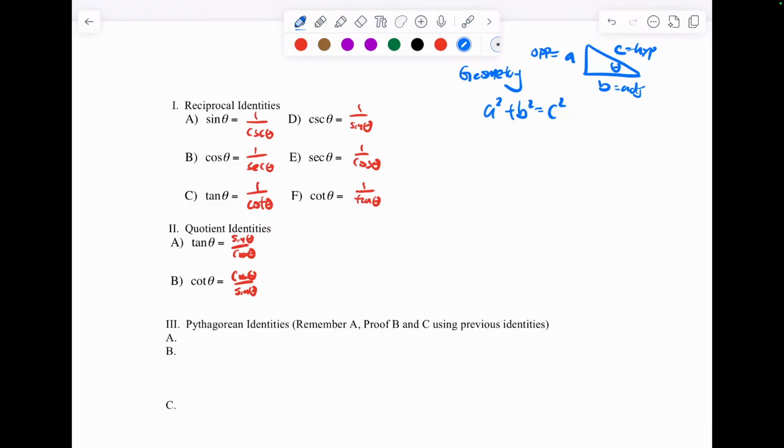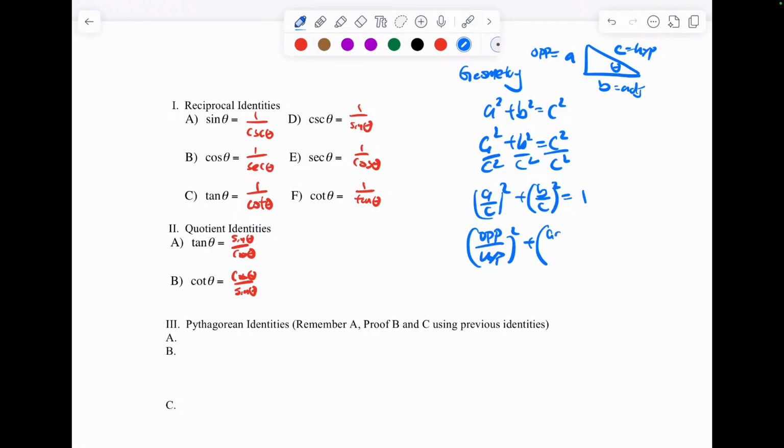So if you take the geometry and divide it by c squared, that's going to give A over C squared plus B over C squared equals 1. Is that okay? What's A over C? Also known as opposite over hypotenuse, right? And B over C is adjacent over hypotenuse, right? And what's opposite over hypotenuse?